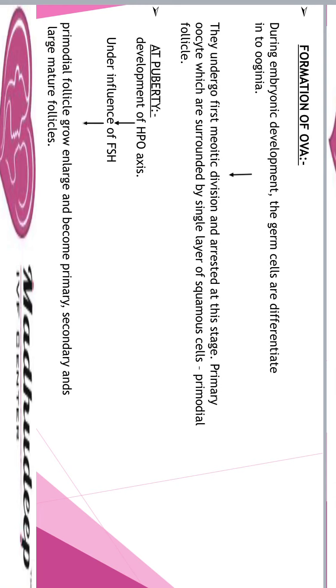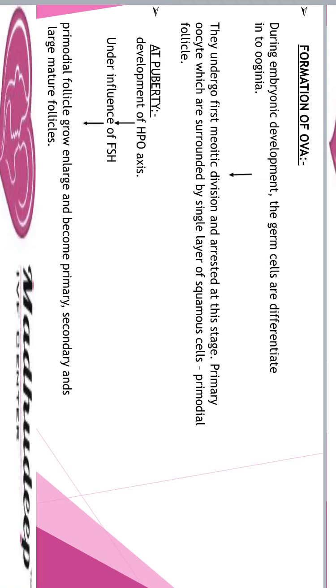This HPO axis leads to, under the influence of FSH, the primordial follicles growing, enlarging and becoming primary, secondary and tertiary follicles. That is the matured follicle which is responsible for giving rise to the pregnancy. In short, what you need to know is that if the HPO axis is maintained, then it gives rise to the healthy egg and it gives rise to the healthy pregnancy.